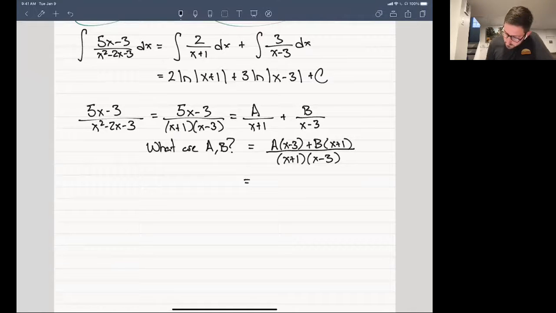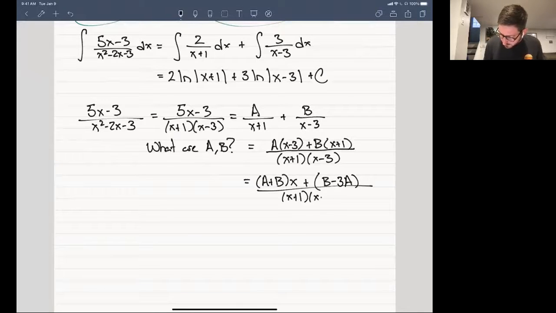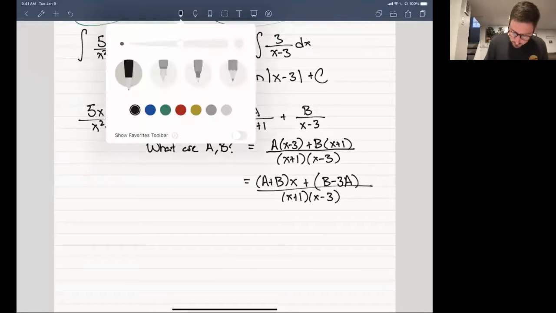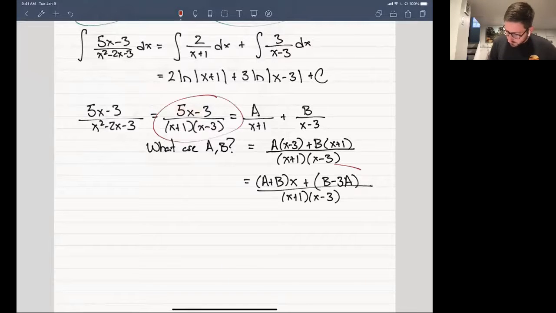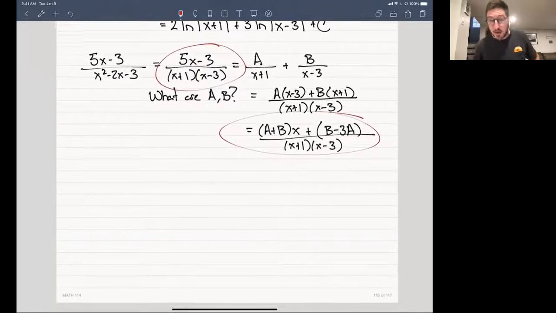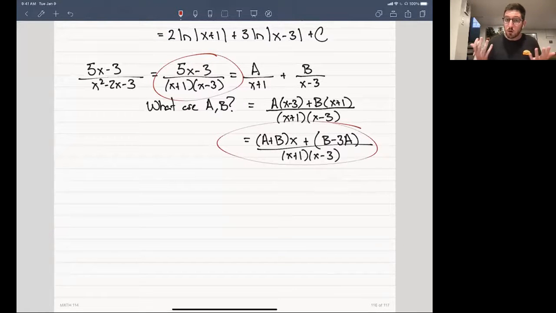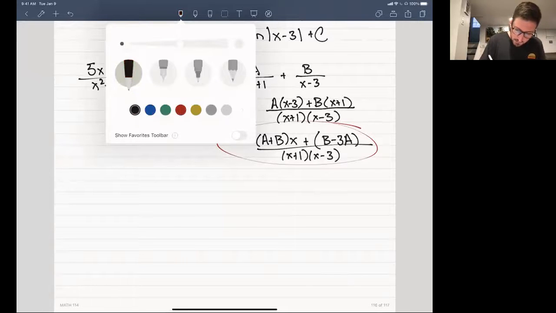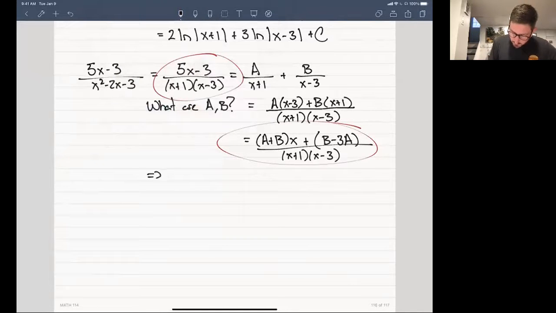Now, let me expand this out. This gives me (A + B)x. And this gives me, let's see here, B - 3A. And this is all divided by (x + 1)(x - 3). Now let's compare. Look what I have right here, and look what I have right here. I have the same denominator, and if these things are truly going to be equal, I have to have the same numerator as well. So this would tell me that 5x - 3 is equal to (A + B)x plus (B - 3A).